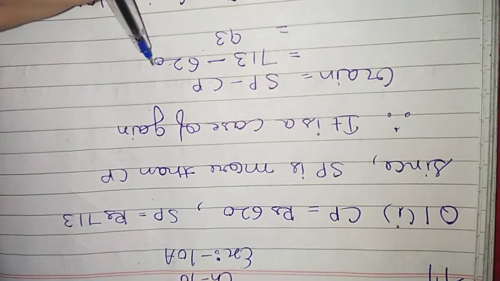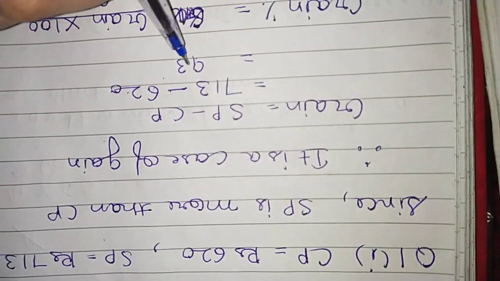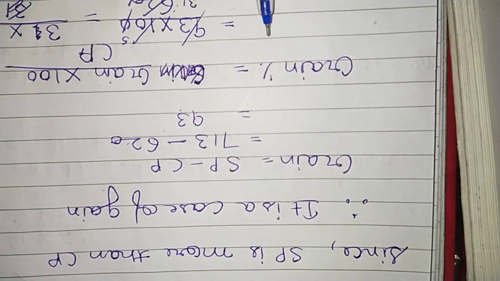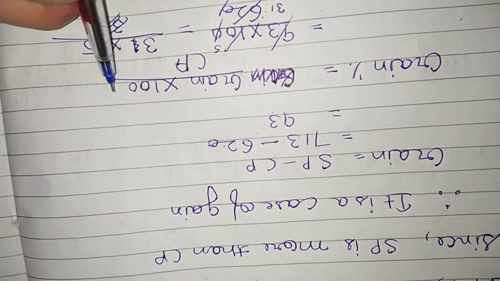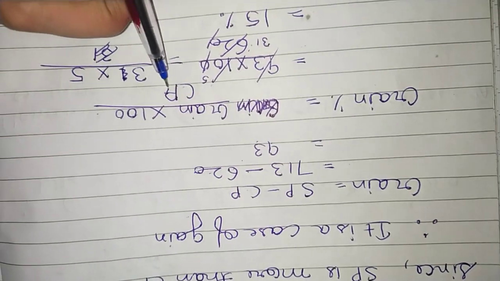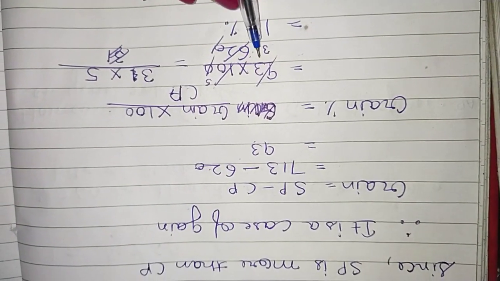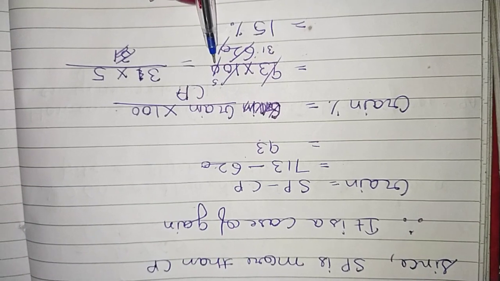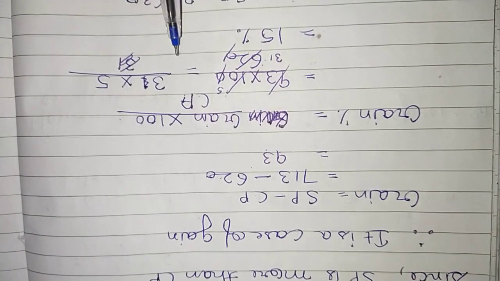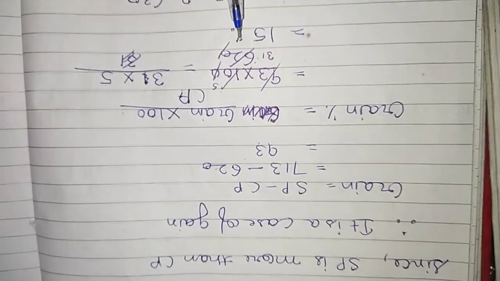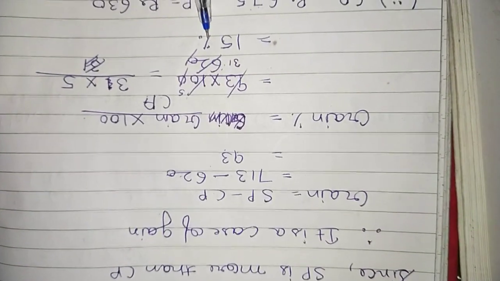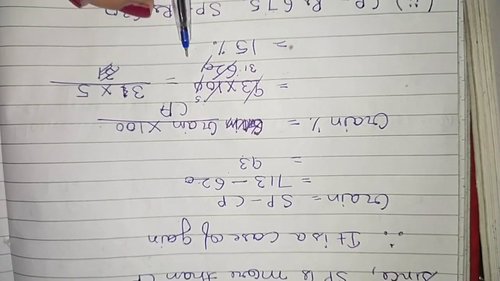713 minus 620. Therefore the gain is equal to rupees 93, and the formula of gain percentage is gain multiplied by 100 upon cost price. Now gain percentage is equal to 93 multiplied by 100 upon 620. After cancellation of all these numbers, we will get our answer, that is equal to 15%.